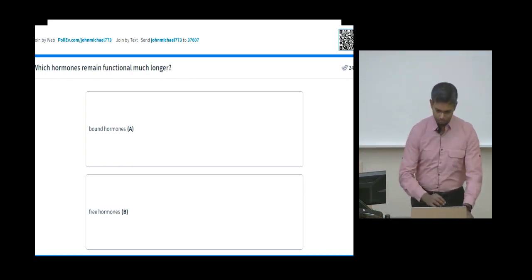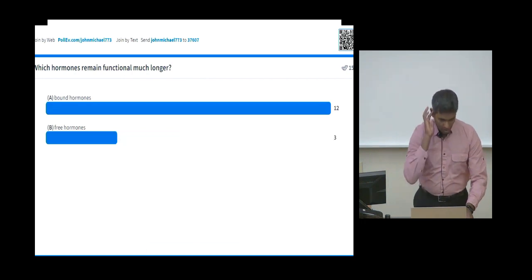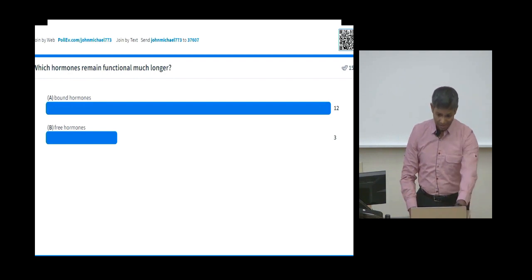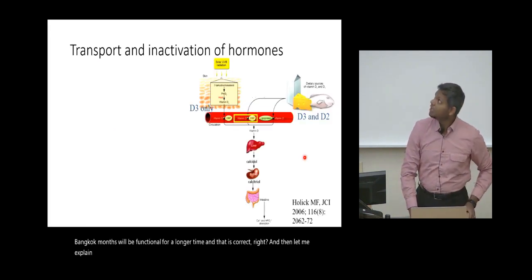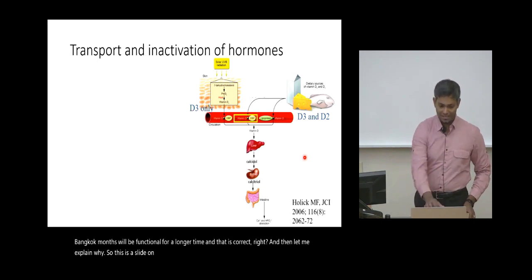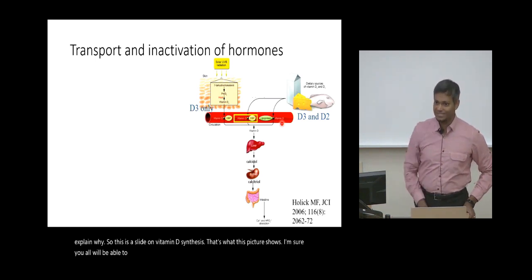Okay, so most of you said bound hormones will be functional for a longer time, and that is correct, right? And then let me explain why. So this is a slide on vitamin D synthesis. That's what this picture shows. I'm sure you all will be able to explain what this is standing for, right?